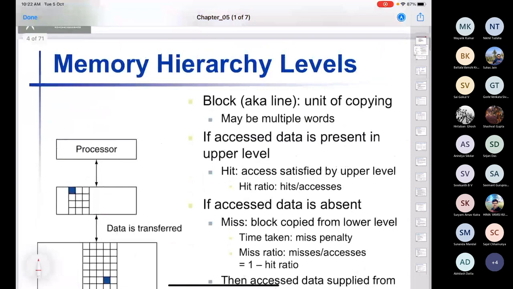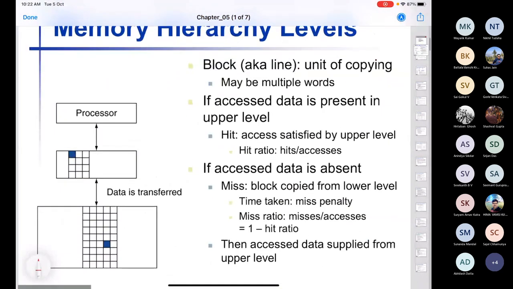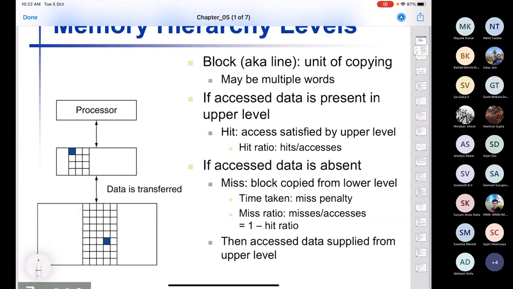So the transfer of data between the microprocessor, registers, cache memory, memory, etc., always happens in blocks. A common name for the block is also a line. This is a very peculiar name, but that's the name that has become standard. When you hear this, you think it has something to do with electrical wires or things like that. But here in this context, it means a block or amount of data. It is the unit of copying.